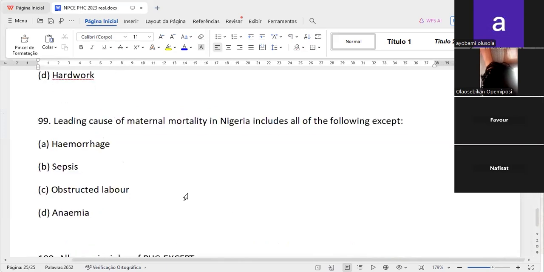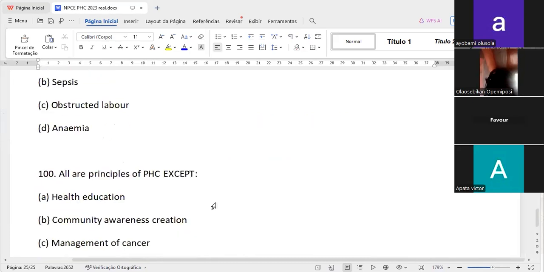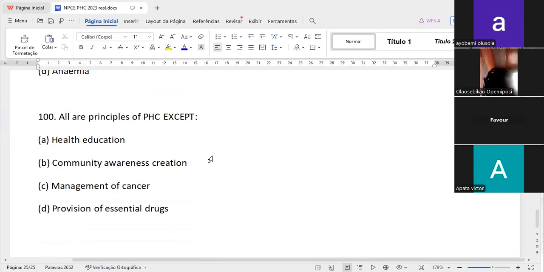Leading causes of maternal mortality in Nigeria include all of the following except sepsis. All are principles of PHC except management of cancer.